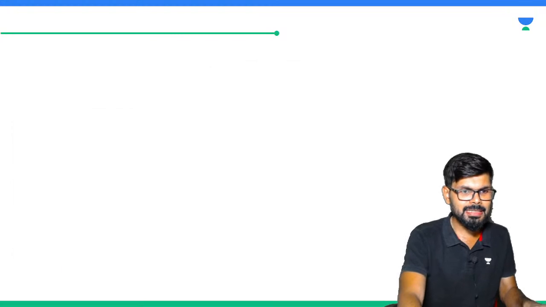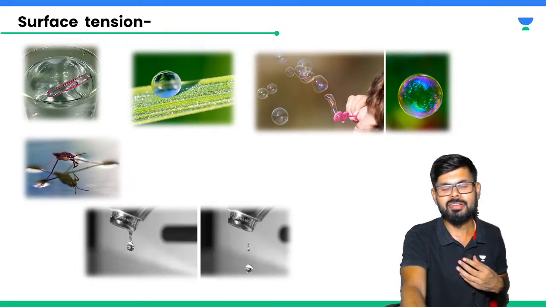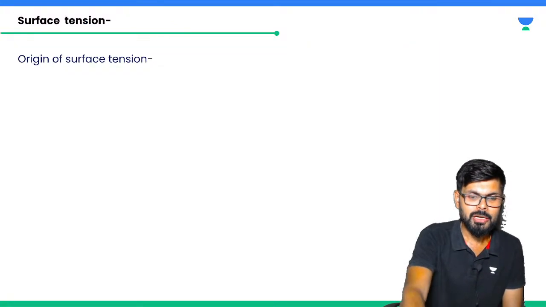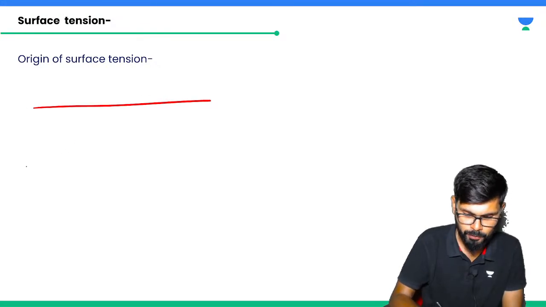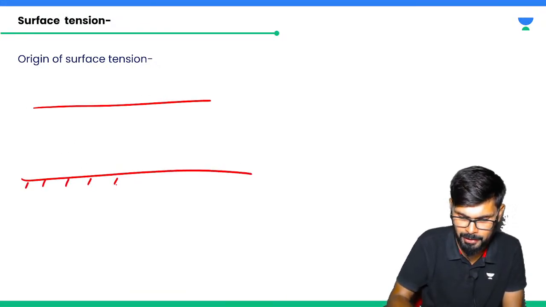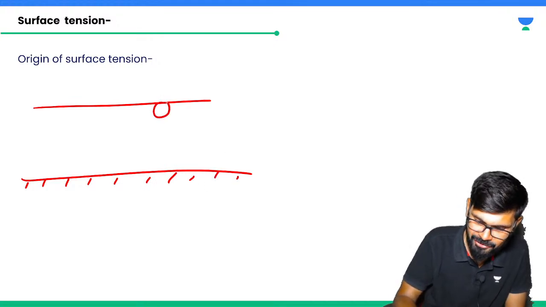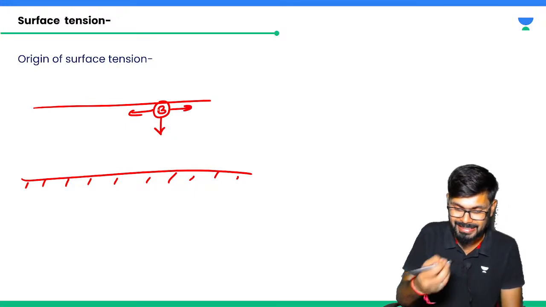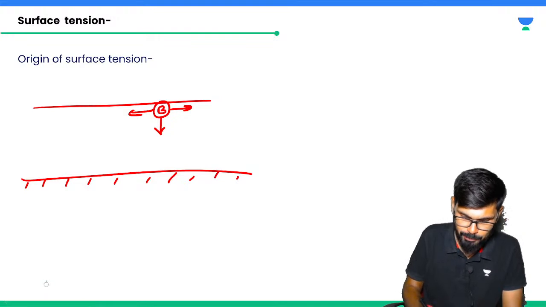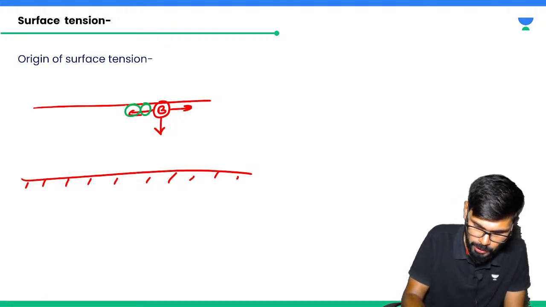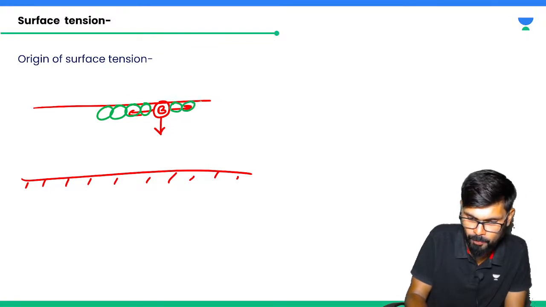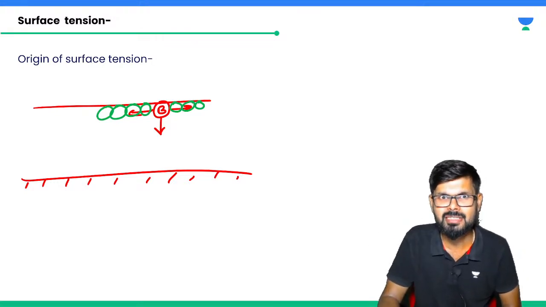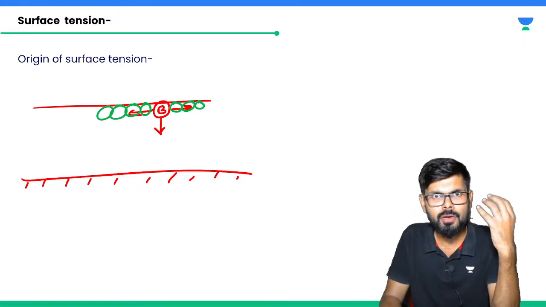Okay, so in yesterday's class we discussed surface tension. What is surface tension? I told you that if you have some liquid, then whatever molecule is at the surface has a net downward force, but it is still not going down. Why? Because here some membrane is going to form. The formation of this membrane is called surface tension, and it is quantified in terms of per unit length.